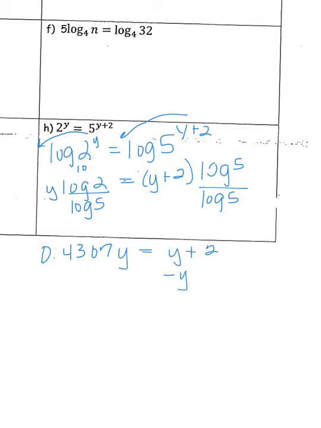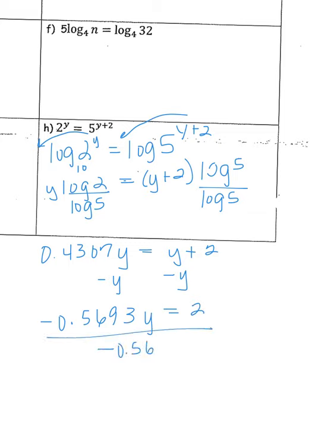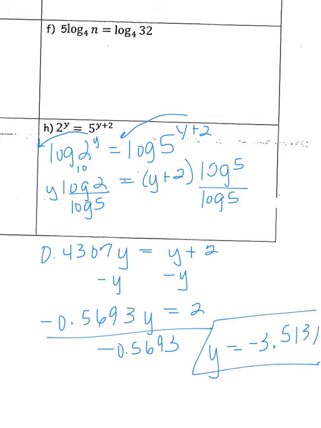We have to get our y's on the same side, so I'm going to subtract 1 from my answer on my calculator. I get negative 0.5693, and there's still a y there, equals 2. Now, if I take that and I divide by that decimal, I get 2 divided by negative 0.5693. My final answer is y is negative 3.5131. And that is the answer for the last one.